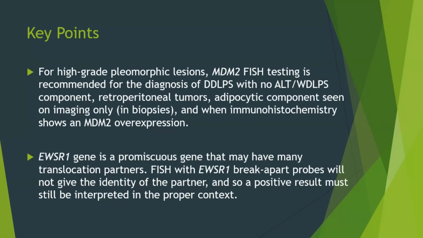For high-grade pleomorphic lesions, MDM2 FISH testing is recommended for the diagnosis of dedifferentiated liposarcoma with no well-differentiated component, for retroperitoneal tumors, for tumors in which the adipocytic component is just seen on the imaging, and when immunohistochemistry shows MDM2 overexpression. EWSR1 gene is a promiscuous gene that may have many translocation partners. FISH with EWSR1 break-apart probes will not give the identity of the partner, and so a positive result must still be interpreted in the proper context.